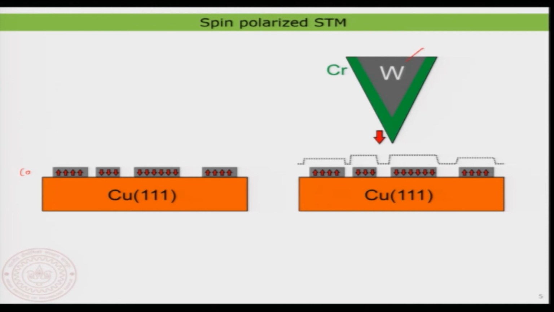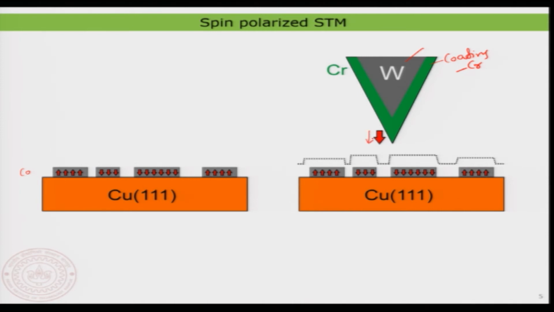So, this is the tip, the tungsten tip that we were using previously. Now, what I have done is I have made a coating of chromium on top of the tungsten tip. Of course, this is something you can again do using electron beam epitaxy, the molecular beam epitaxy using electron beam that we have already discussed. Using that technique we can deposit chromium on tungsten and make a magnetic tip. Now, the tip itself is magnetic, it has a certain magnetic orientation.